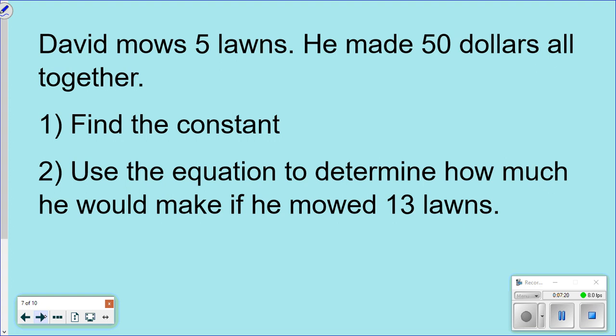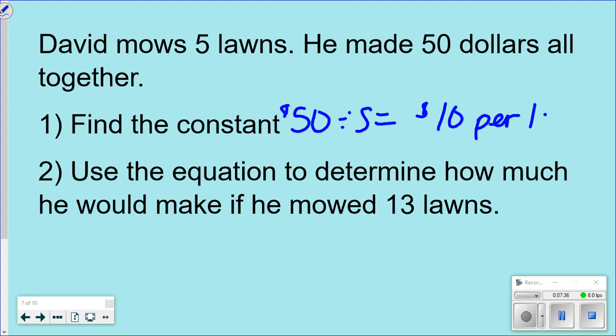Remember when we talked about unit rate? Well, we need to know what he's consistently making for every single lawn. What is he making for every single lawn? Well, if I do $50 divided by 5, this gives me $10. That means he's consistently making $10 per lawn. Okay, so let's use our equation. Now this is number 2, y equals kx.